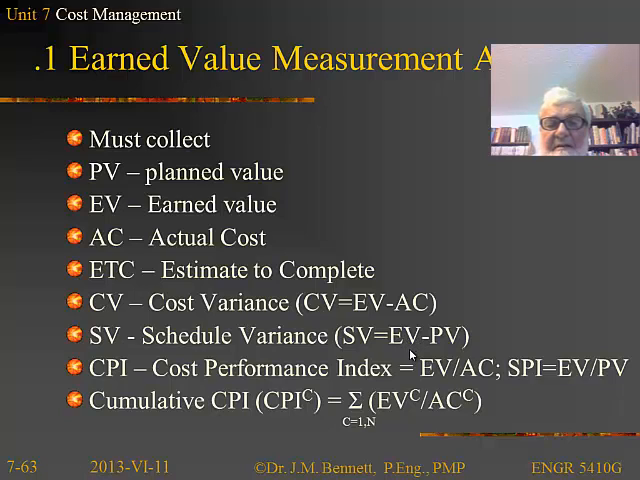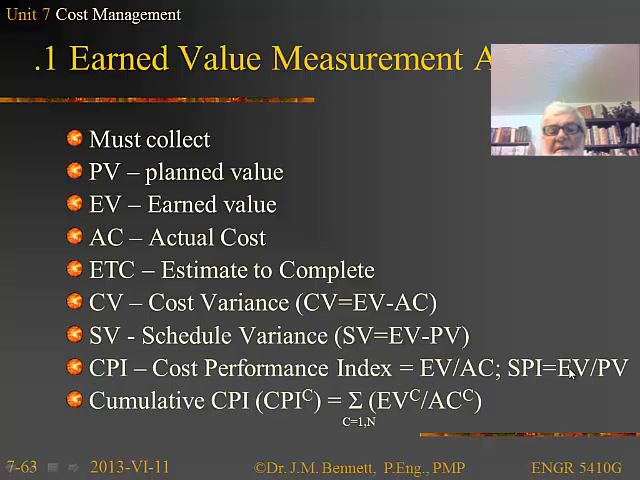We can also take a look at the cost performance index, which is the ratio of the earned value to the actual cost. If that ratio is about 1, it means that we're right on schedule. If it's greater than 1, we're ahead of schedule. If it's less than 1, we're running behind. The schedule performance index is sort of the same, earned value divided by planned value, same thing.